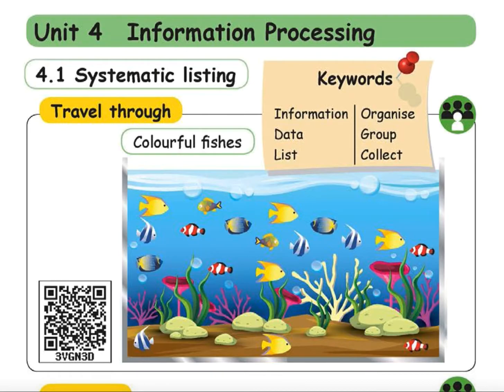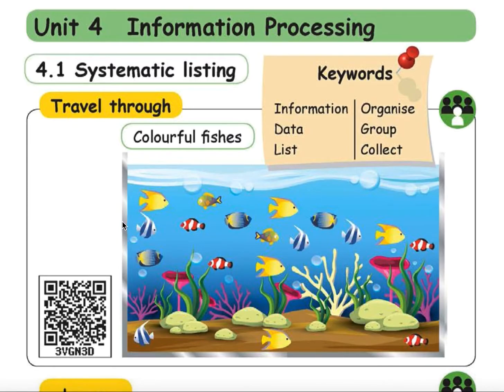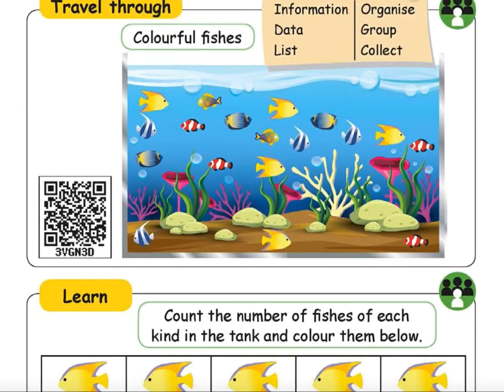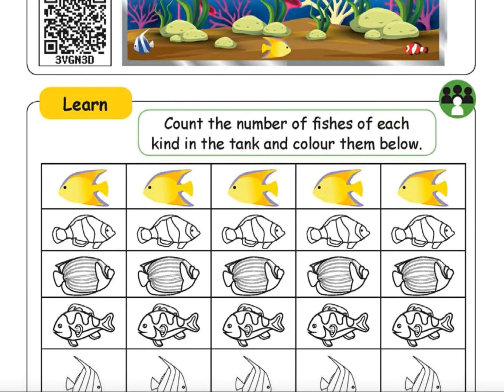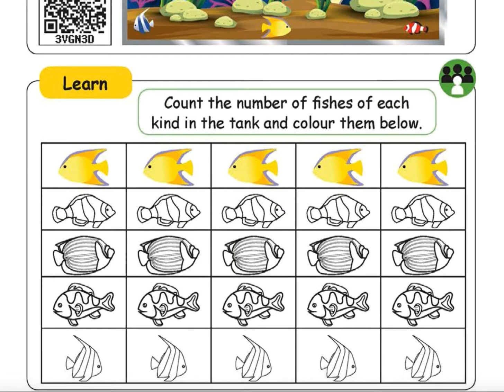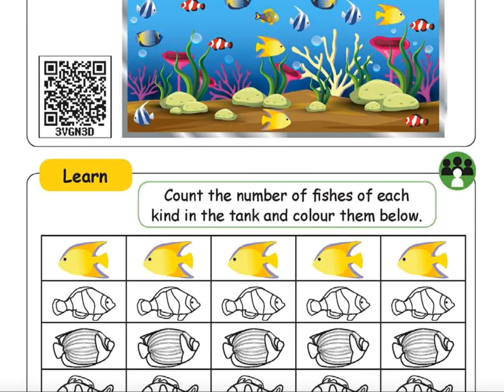Okay, what are the key words here? Information, data, list, organize, group, collect. Okay, travel through colorful fishes. These are the colorful fishes. Learn, count the number of fishes of each kind in the tank and color them below.